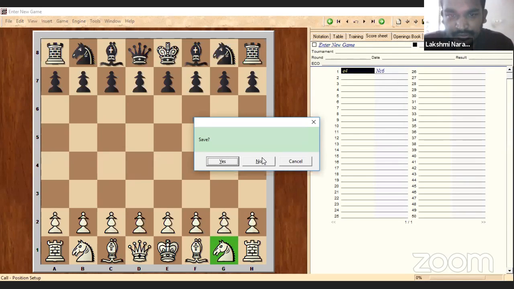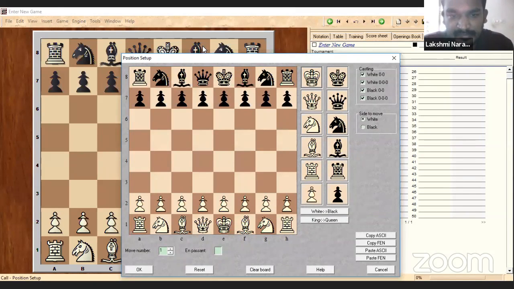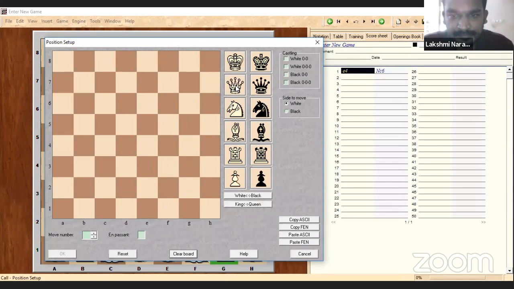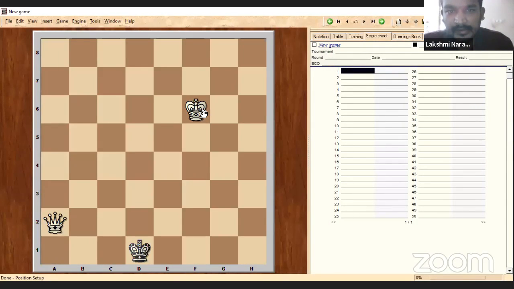Now I will show a different type of coordination. I will just tell a few tricks to checkmate. So, this position. Here you can see the queen is taking control of the entire second rank. So the king is not able to cross further up.